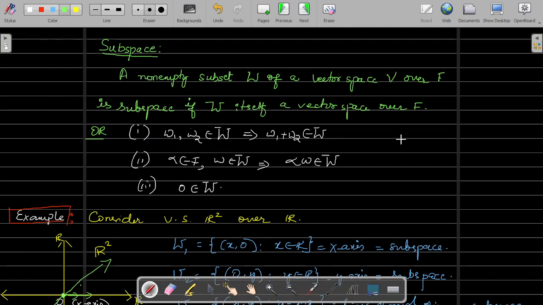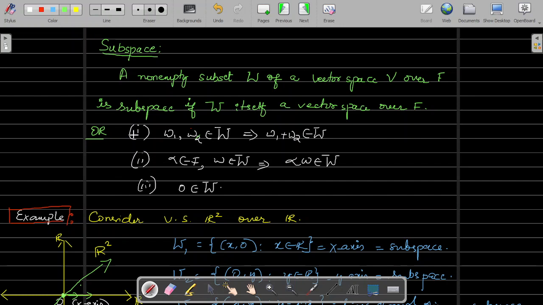A non-empty subset W of a vector space V over a field F is a subspace if W itself acts as a vector space over F. That means a vector space within a vector space. R square is a vector space. Within that, x-axis is a vector space. Y-axis is a vector space. A line passing through the origin is a vector space.